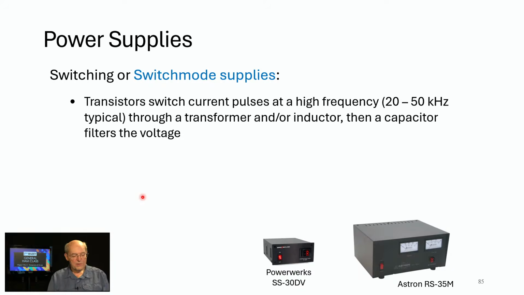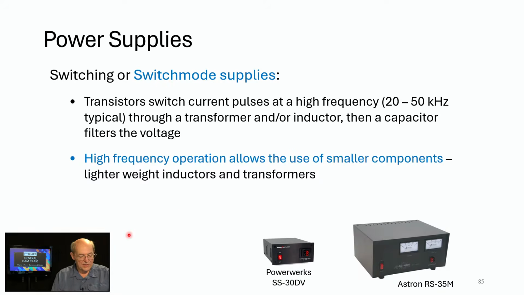What's happening here is we're using transistors to switch rectified DC at a very high rate, actually converting it into a square wave between 20 and 50 kilohertz. Now remember that we've got 60 cycle AC coming out of the wall. If we can rectify that and then chop it up, making it a square wave, we can use a much smaller transformer at this higher frequency to play some games with it. So this high frequency operation allows the use of smaller components, meaning lighter weight and much less cost.